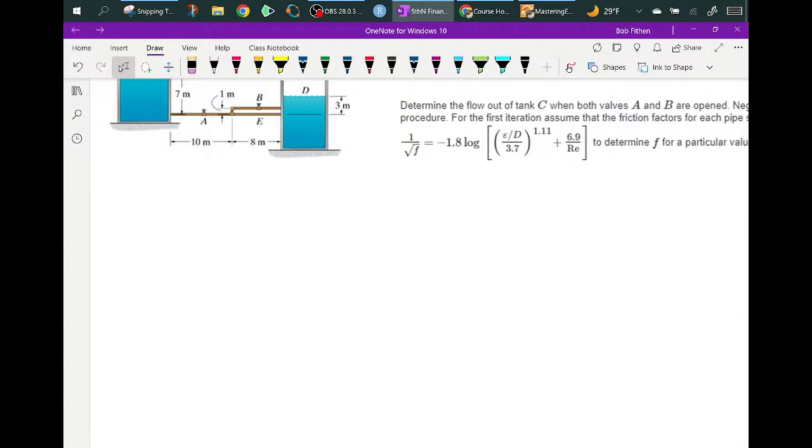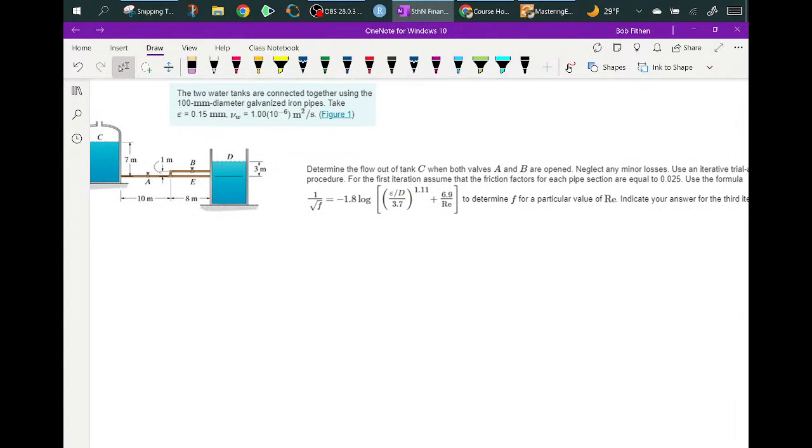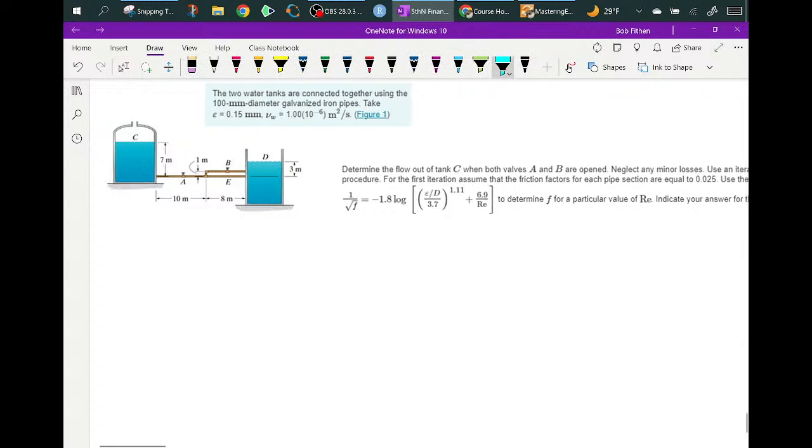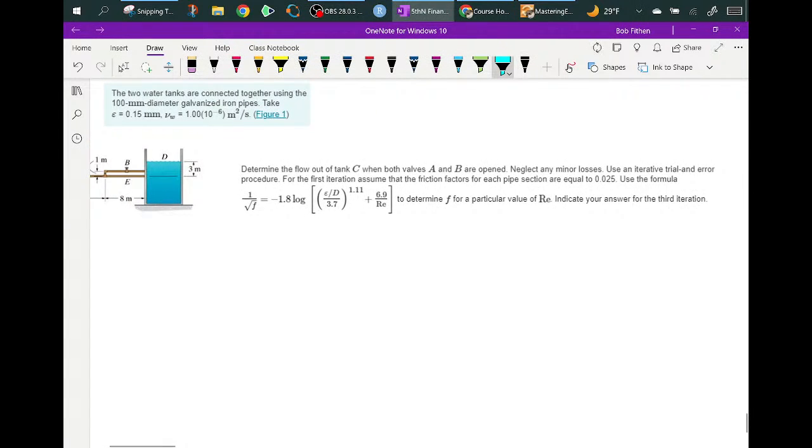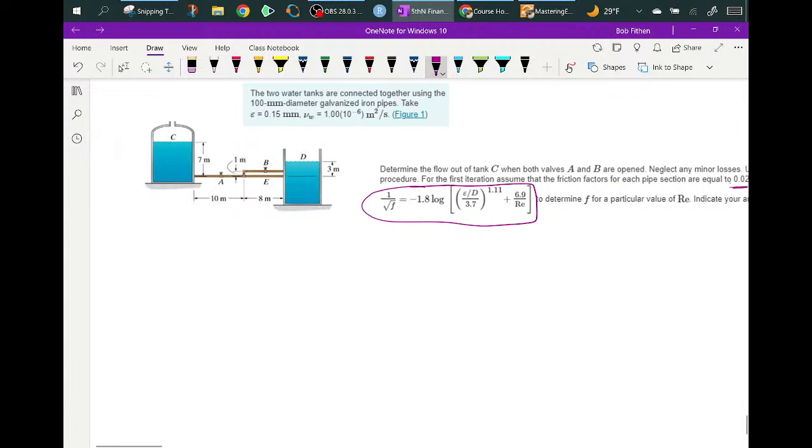Okay, this is what he's asking. He says, determine the flow out of tank C when both valves A and B are open. Neglect any minor losses. Using an iterative solution, trial and error, for the first iteration, assume the friction factor of each pipe to be about that. Then he says use this. This is going to be your replacement for the Moody diagram for a particular value there.